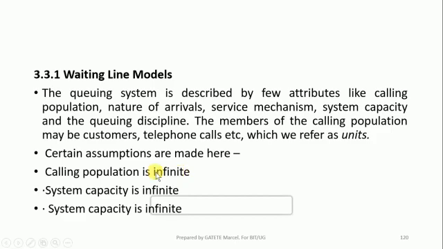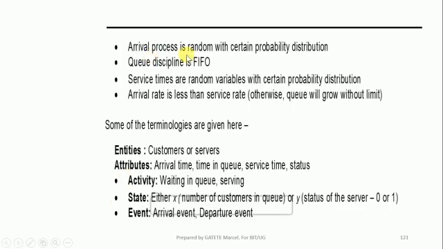Why? Because people can have so many customers. For example, if you are a seller in a grocery, you don't know your customer. Anyone can be your customer. The main thing is that he has the money and he wants to purchase, so it will be finite. The system capacity also can be infinite sometimes, and the arrival process is random with a certain probability distribution.